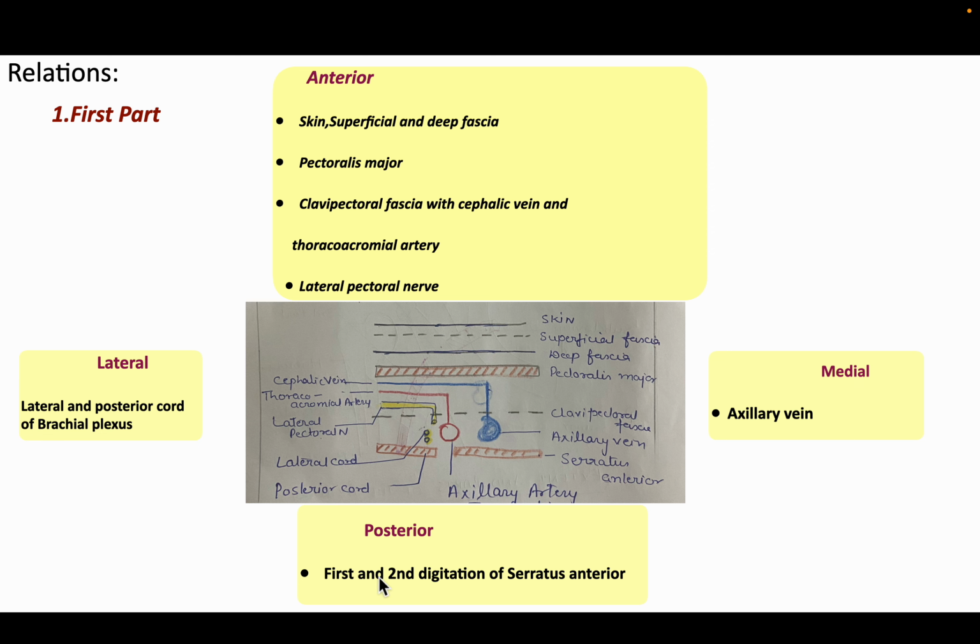Now posteriorly, first and second digitations of the serratus anterior you can see. Clear? Then laterally it is the lateral and posterior cord of the brachial plexus, and medially is the axillary vein. So in the first part you can see the artery is related medially to the vein and laterally to the cords of the brachial plexus. Which cord? Lateral and posterior cord. And anteriorly it is related with the different muscles along with the fascia and skin, and posteriorly again serratus anterior is the main muscle lying in relation to it. That is, first and second digitations.